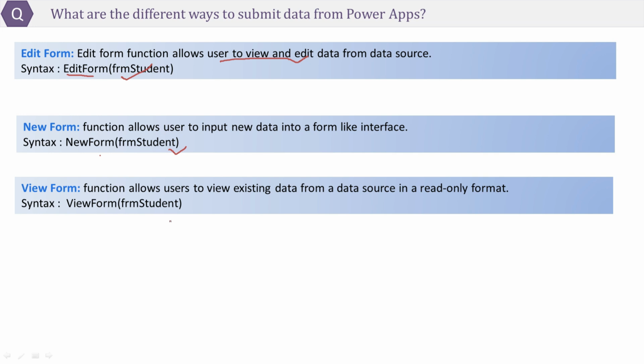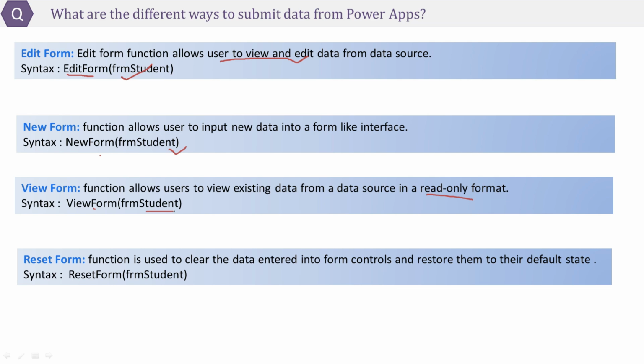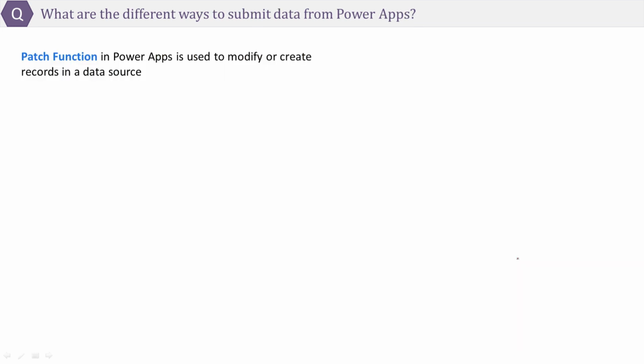The next one is view form. So this view form function provides the form in a read-only format. The syntax is view form, and then within view form pass the form name. Then we have reset form. So reset function is used to clear the data entered into the form controls and restore them to their default state. The other way to submit the data is patch function.